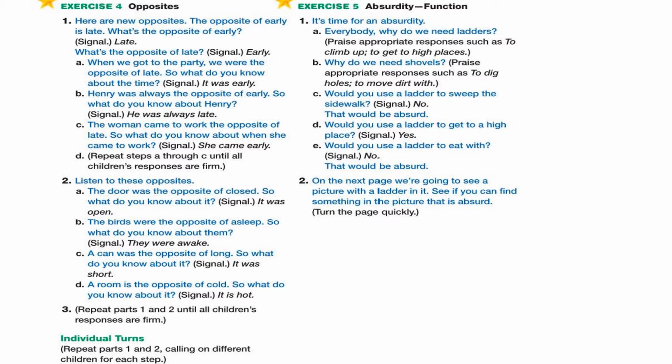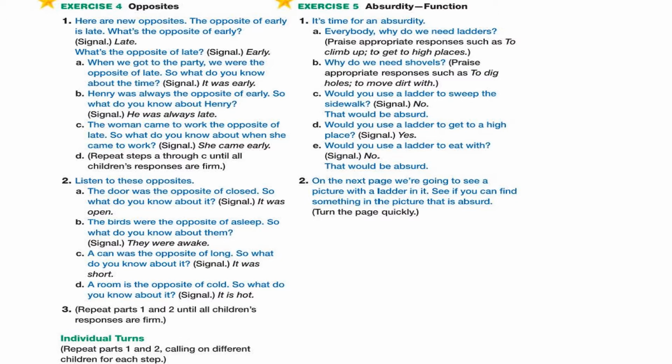The woman came to work the opposite of late. So what do you know about when she came to work? Get ready. Yes, she came early. Listen to these opposites. The door was the opposite of closed. So what do you know about it? Get ready. Yes, it was open.